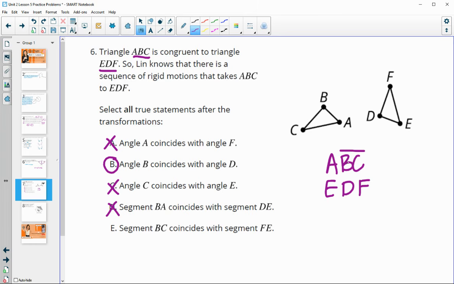And then segment BC, so the last 2 letters, is going to coincide with FE. Oh, whoops, I read that one wrong on the last one. I read this one instead of this. Okay, so let's look at D again. So BA with DE. Okay, first 2 and first 2. So this one is actually true. And then this one, BC, coincides with FE. So BC is these last 2, and then FE is the first and last. So that one's going to be false. Sorry about that.